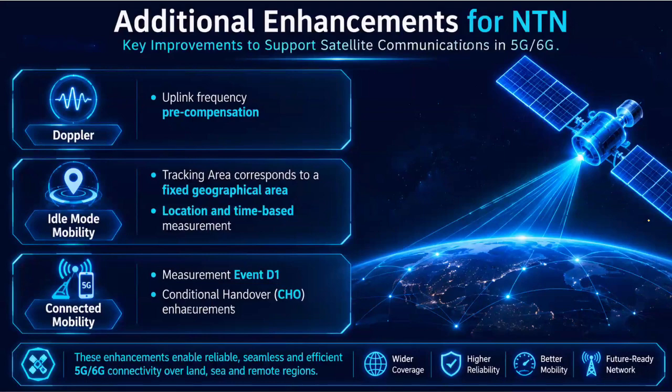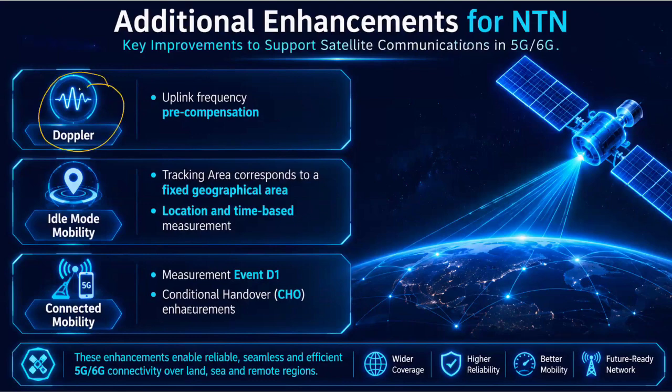Okay, next is additional enhancements for NTN. These are key improvements to support satellite communication in 5G and 6G. So far we have discussed timings, random access, and session establishment. This slide highlights the additional enhancements introduced by 3GPP to address satellite-specific challenges such as high Doppler shift, moving satellite beams, and mobility management. The first challenge in NTN is Doppler shift, which we have already discussed in detail.